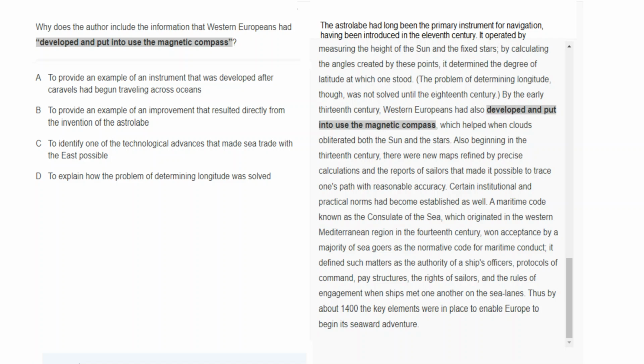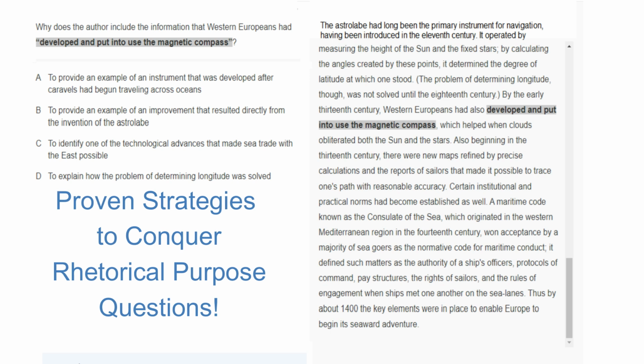Hi, everyone. Today we're going to tackle those tricky rhetorical purpose questions on the TOEFL reading section. I know many students struggle with these, but have no fear. We're going to share some strategies to help you conquer them once and for all.